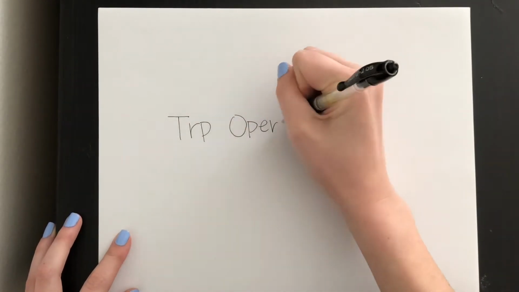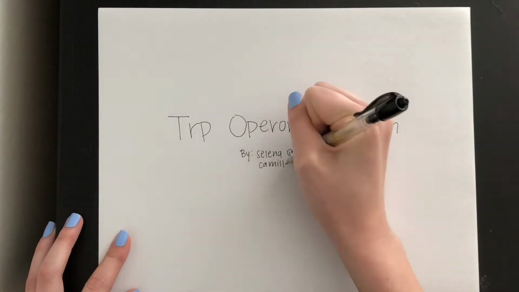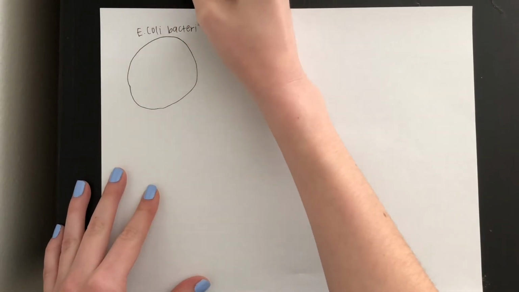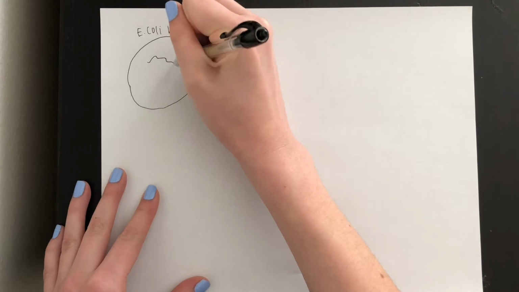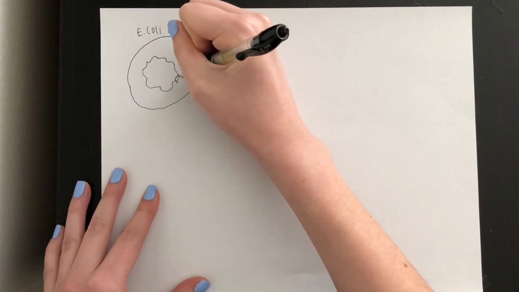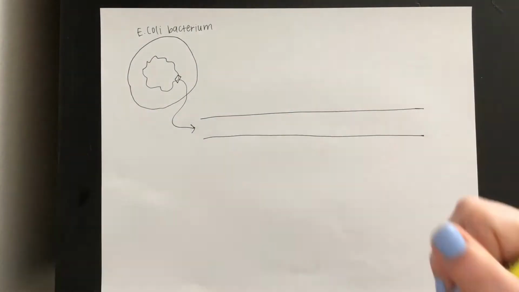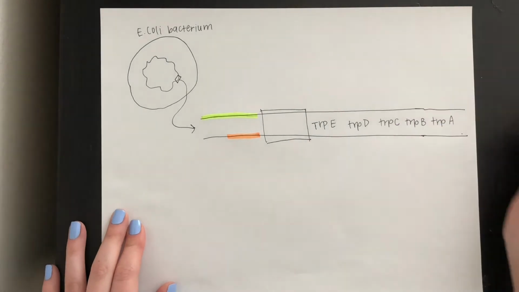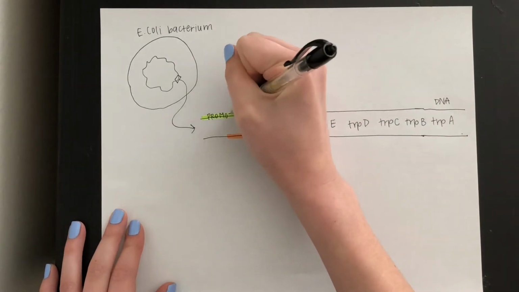In this activity, I will draw the process of tryptophan attenuation, and you can follow along drawing it as well. In E. coli cells, there is a section of their circular DNA that codes for the production of the amino acid tryptophan. This trp operon can be turned on or off depending on how much tryptophan is available in the environment. First, I'm going to review the simple type of operon regulation we are familiar with.